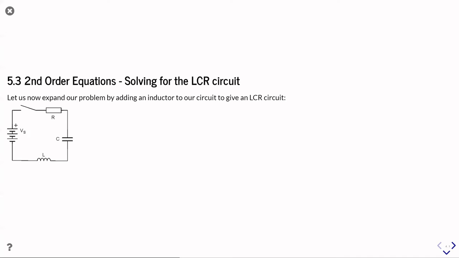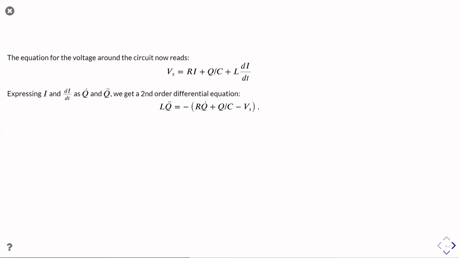So again, we can write down a set of equations for this system in terms of the voltages going around the circuit. And so what you have is that the supply voltage is then dropped across the current times the resistor, plus the charge over the capacitance. And then the inductor comes in as the inductance times the rate of change of current. So now recognizing that the current is Q dot, dq dt, therefore di dt is q double dot, or d2q dt squared. And so we can write this down as a second order differential equation.